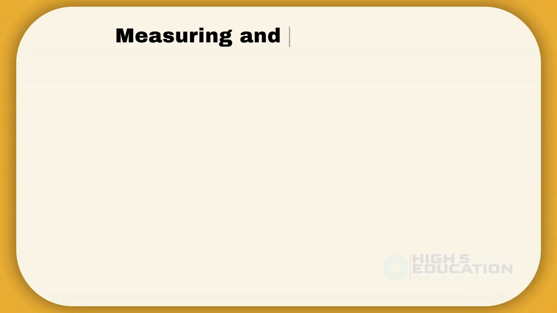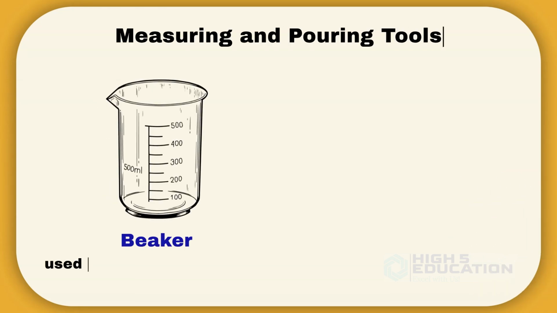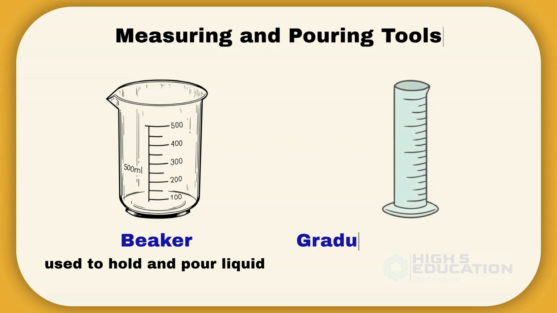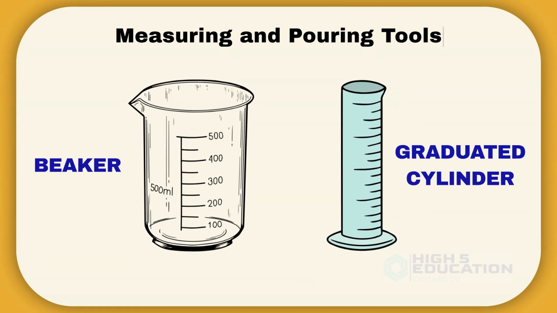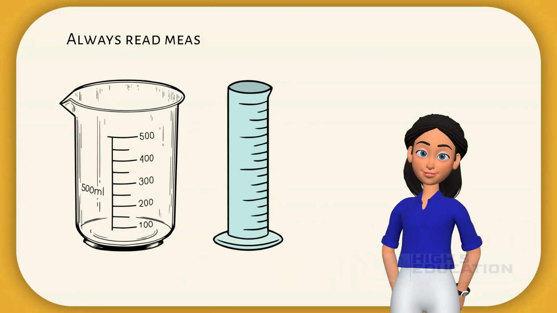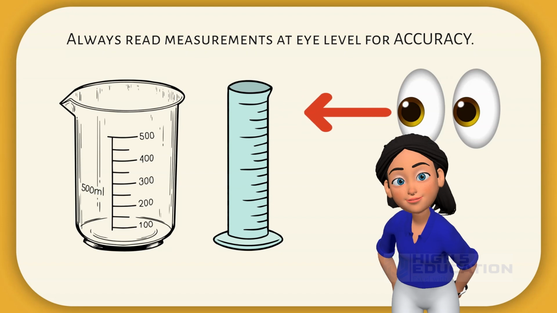For measuring and pouring tools, we have the beaker. It's a container with a spout used to hold and pour liquids. Next, we have the graduated cylinder, a tall container with markings that measures exact amounts of liquids. Both tools have measurement lines on the side. Always read measurements at eye level for accuracy, got it?